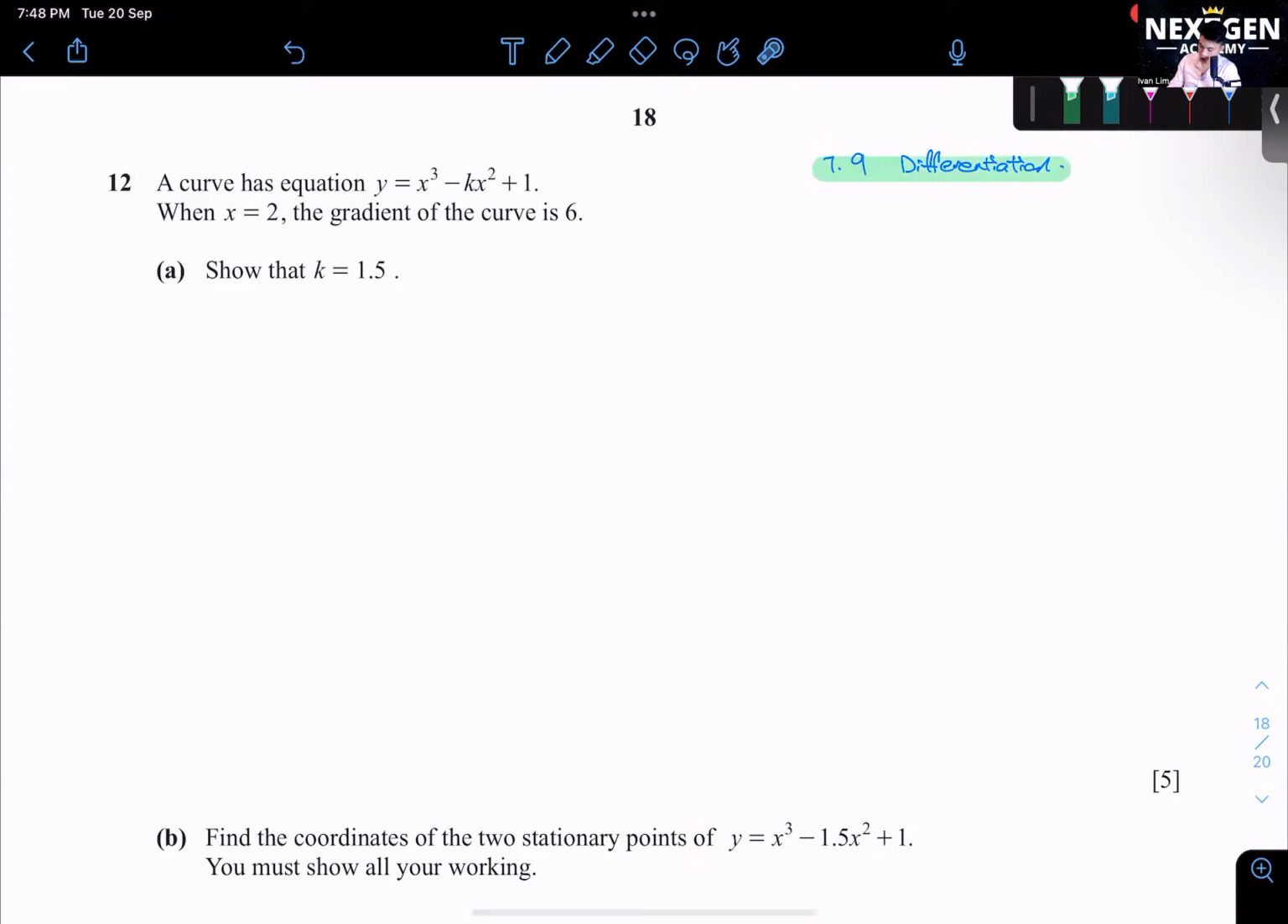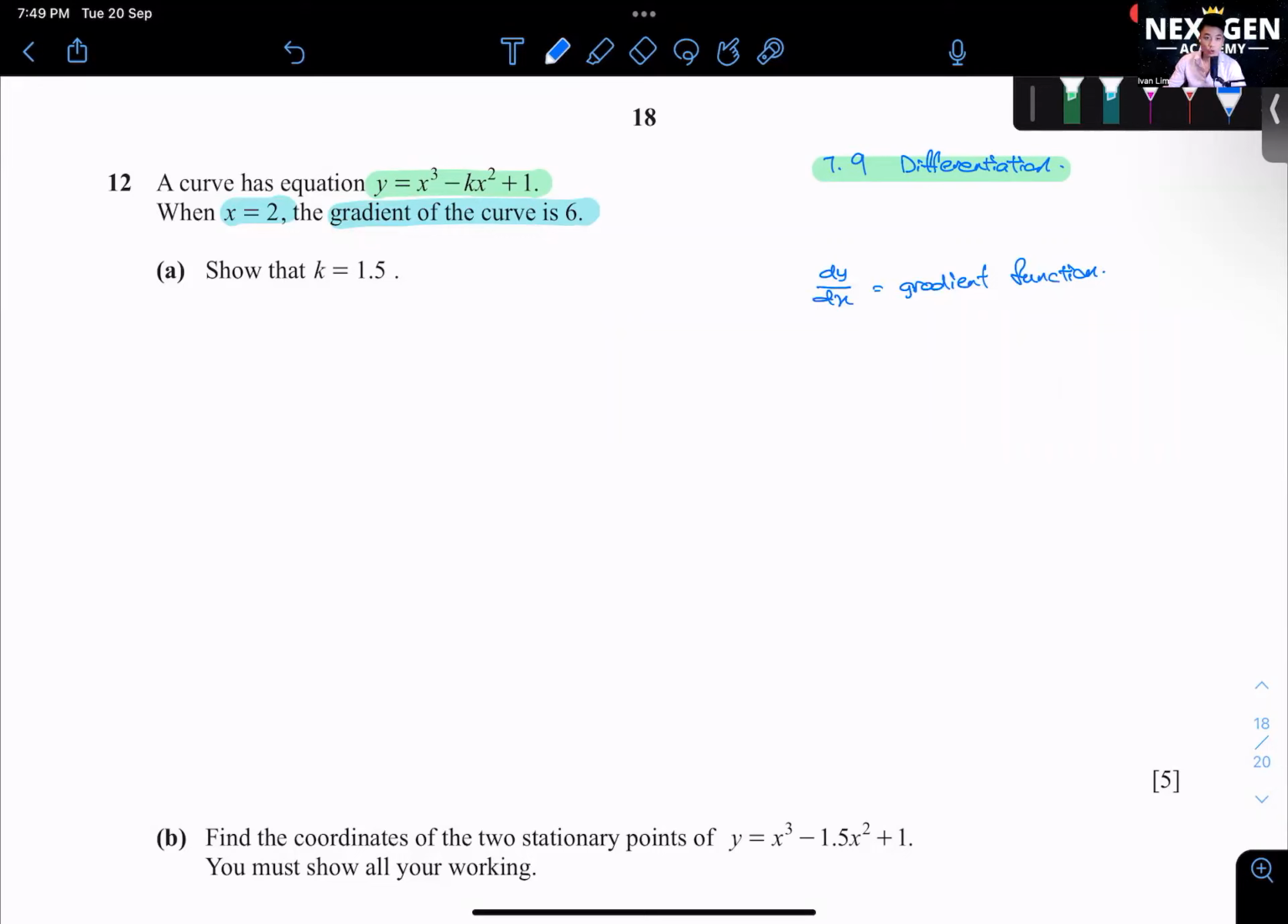A curve has equation y equals x cubed minus kx squared plus 1. When x equals 2, the gradient of the curve is 6. Show that k equals 1.5. So what you all need to know for this part here, this is a curve. How do I find the gradient for a curve? dy over dx, right? You need to remember this first: dy over dx is equal to the gradient function.